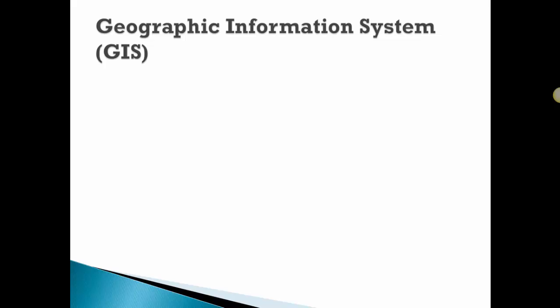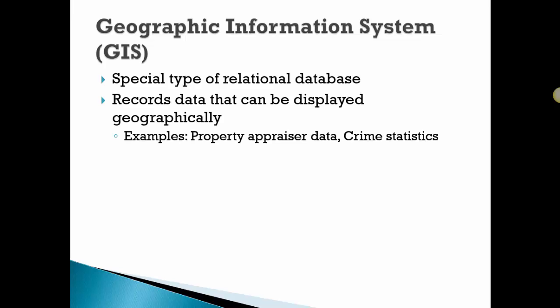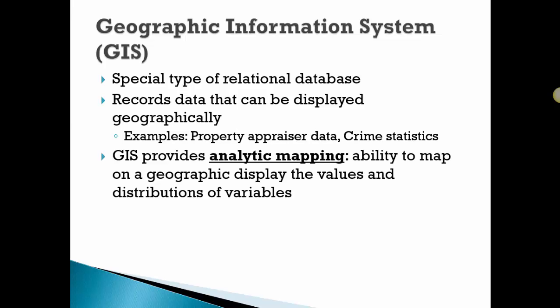And I mentioned the GIS, geographic information systems. These are really nice systems. They're a special type of relational database, and they allow the information to be stored, or displayed rather, geographically. Property appraiser data, crime statistics, and there's also the ability to do analytical mapping to show the values and distributions of different variables across the map.